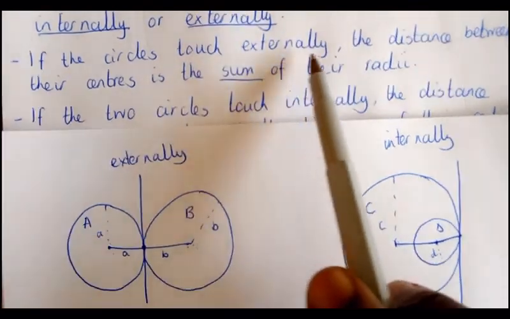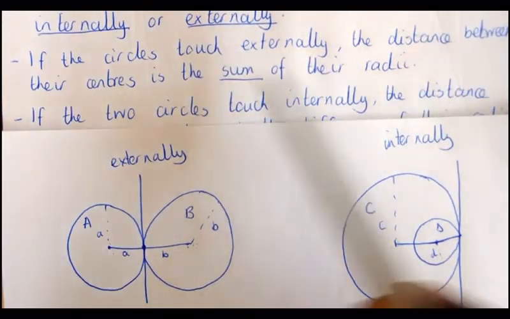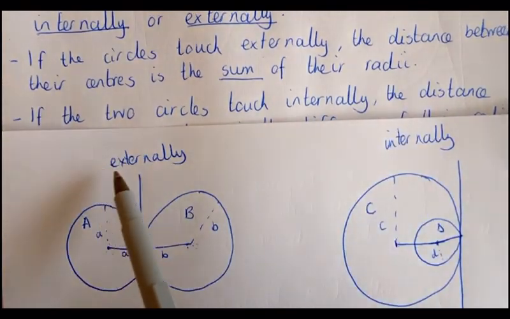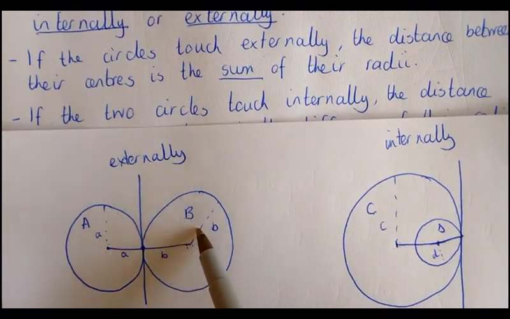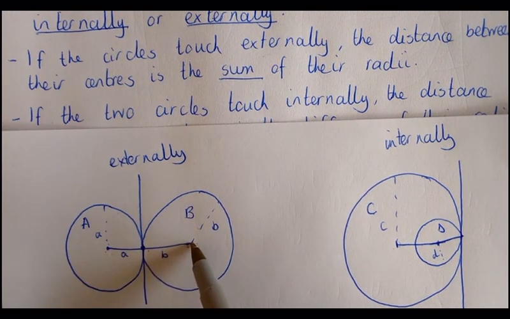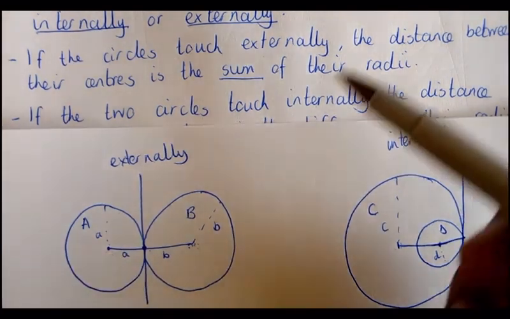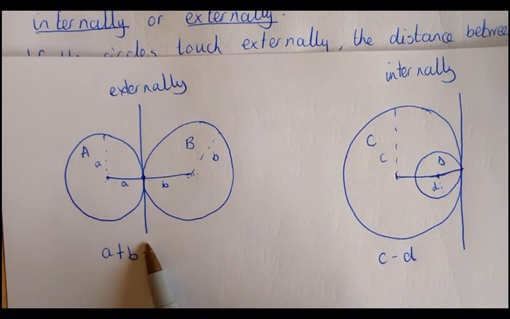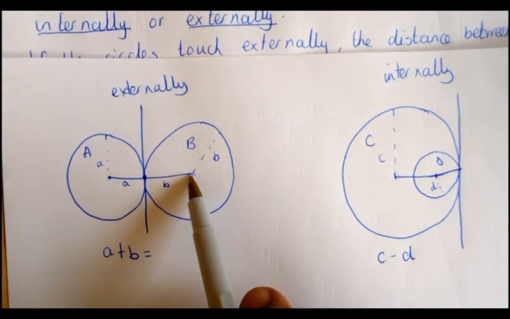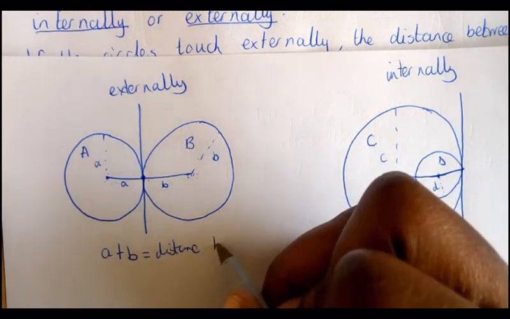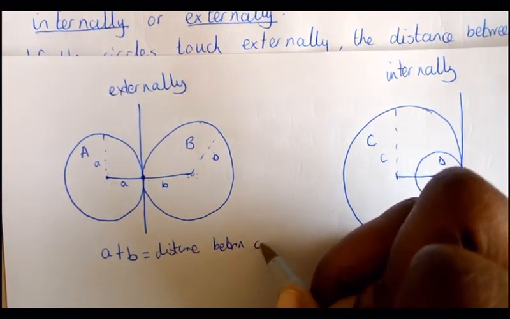If the circles touch externally, the distance between their centers is the sum of their radii. So if we look at this, these circles touch externally, right? So the distance between their centers is the sum of the radius of A and the radius of B. So we can say that A plus B is equal to what? The distance between their centers.